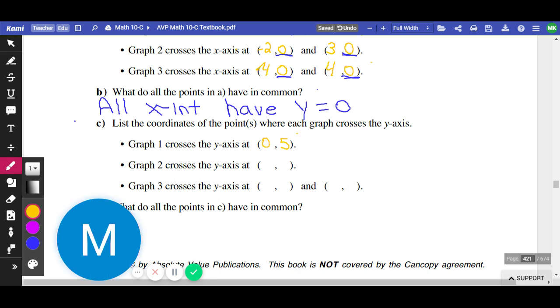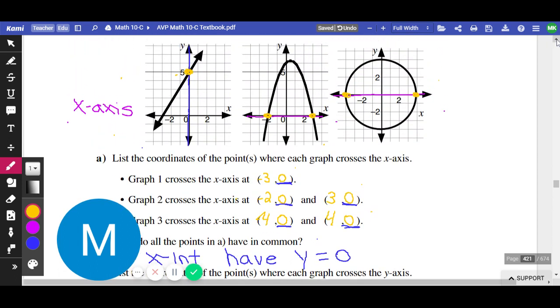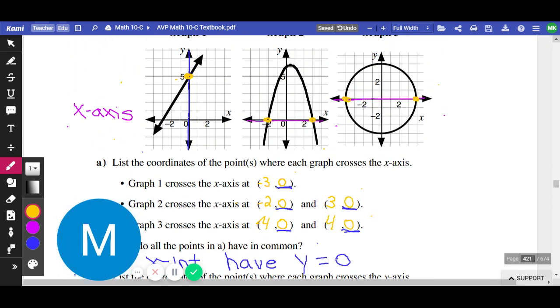I'll do the next one with you. Let's see if this works. It's not so bad. So you're looking for the y-intercept of this second graph.